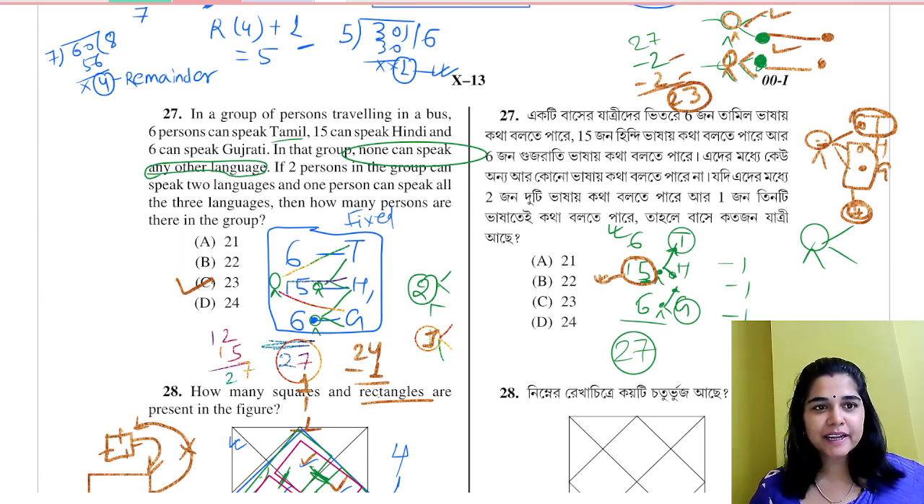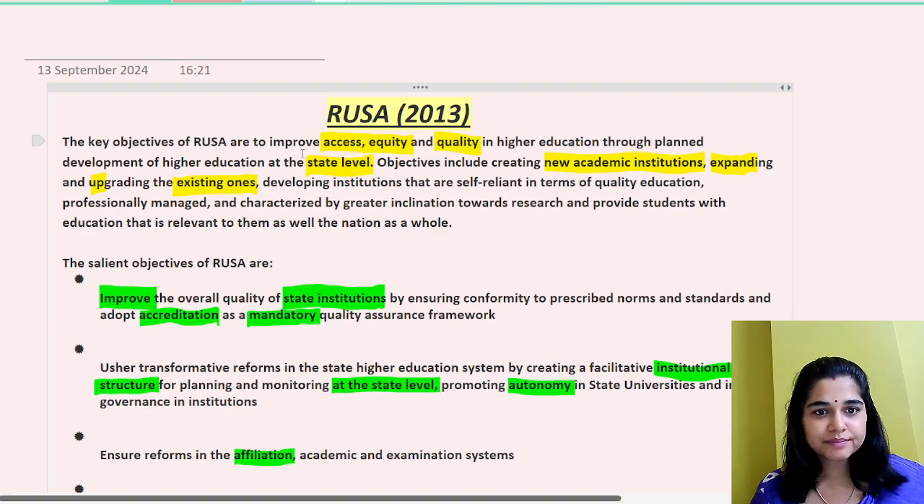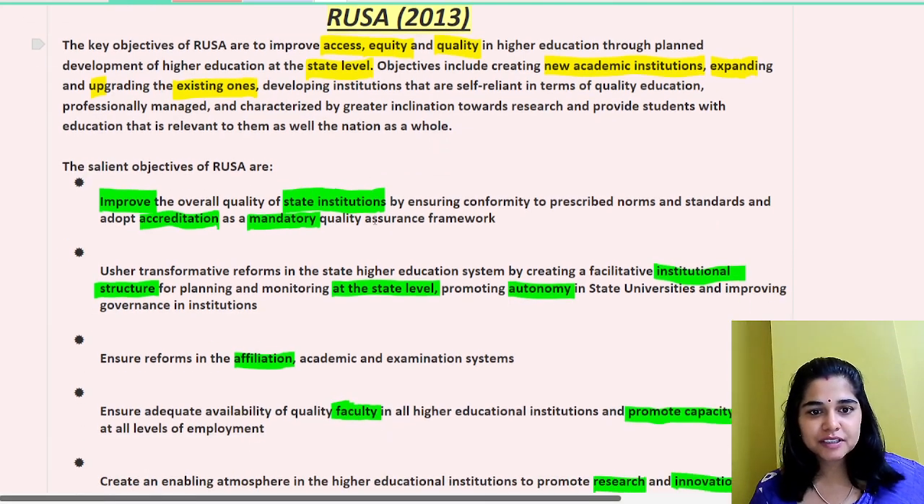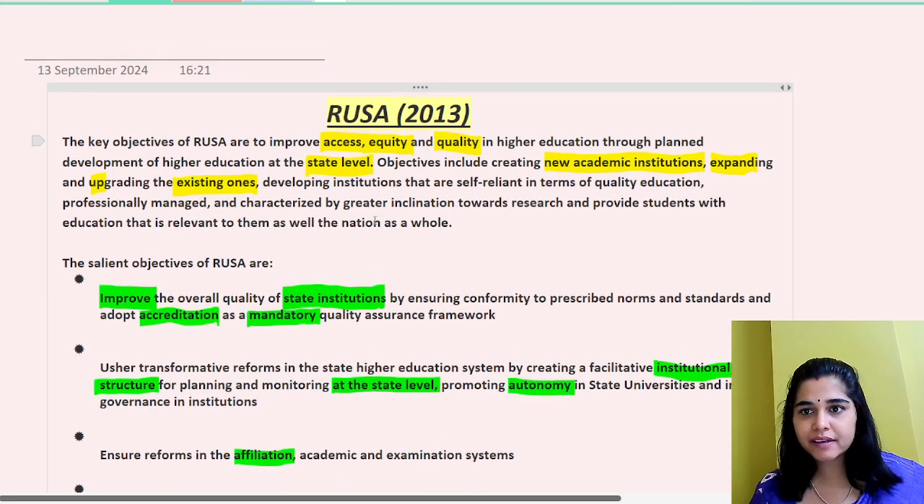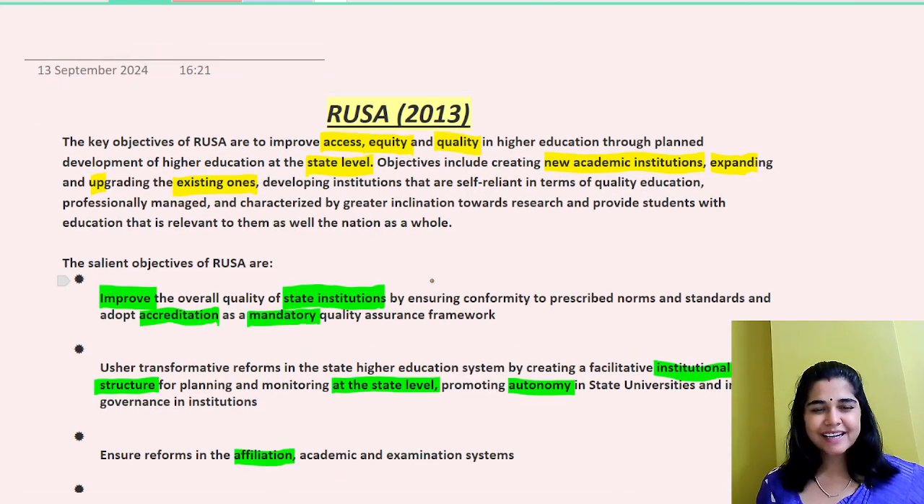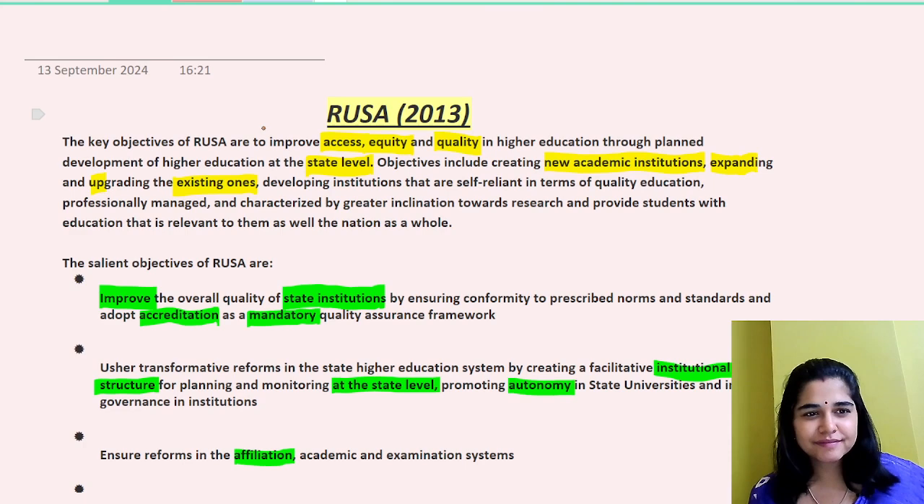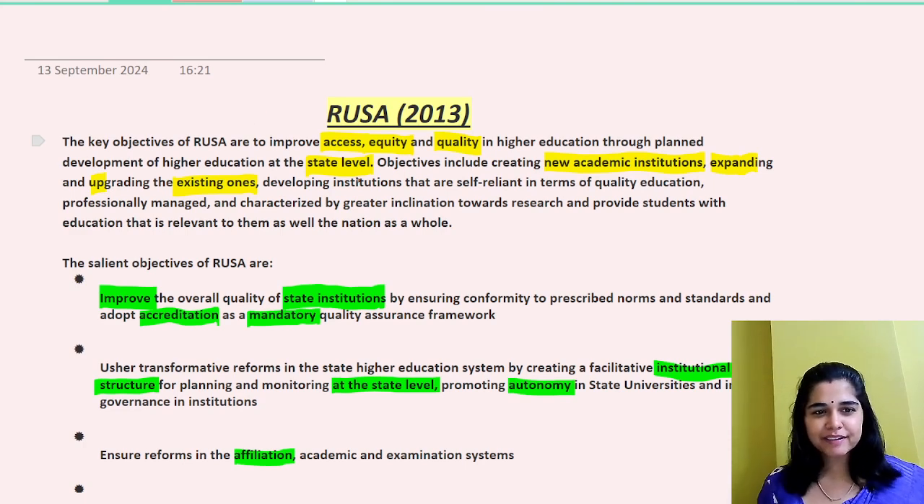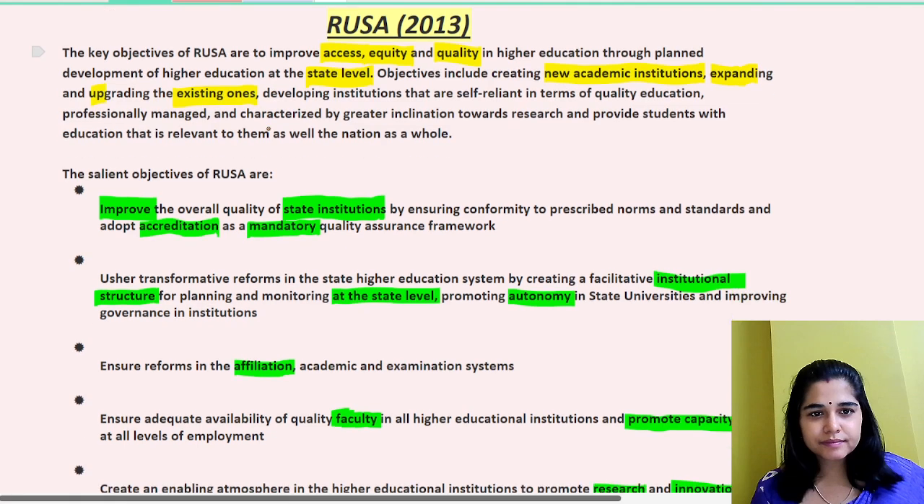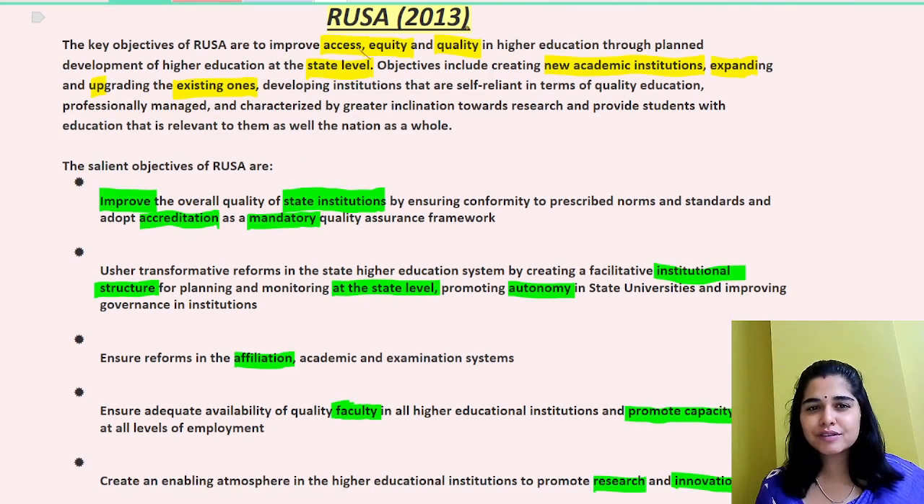But one thing I will explain here is about RUSA. I made a little bit extra for RUSA. So let's explain in a very fast way, but at a good understanding speed. RUSA came in 2013. The key objective of RUSA was also to improve access and equity.